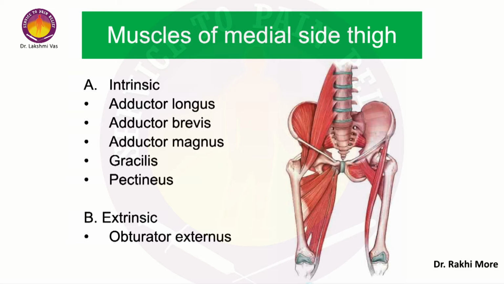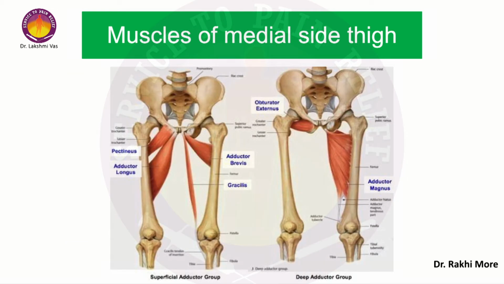Next we come to the muscles of the medial aspect of the thigh. Now these muscles are also called the adductors. These are the intrinsic muscles, that is the adductor longus, adductor brevis, adductor magnus, gracilis and the pectineus, and the extrinsic, that is the obturator externus. So we see the individual muscles. Now here we can see all the muscles together, that is the adductor longus and brevis in one image along with the pectineus and the gracilis, and on the right image we see the obturator externus and the adductor magnus.